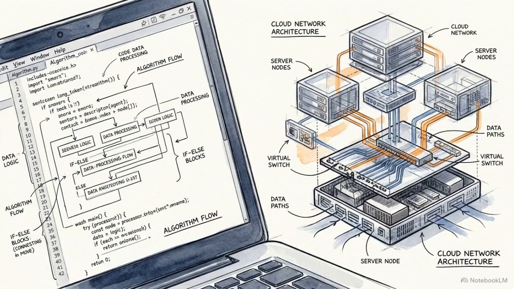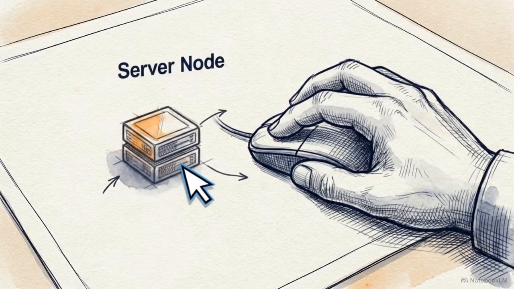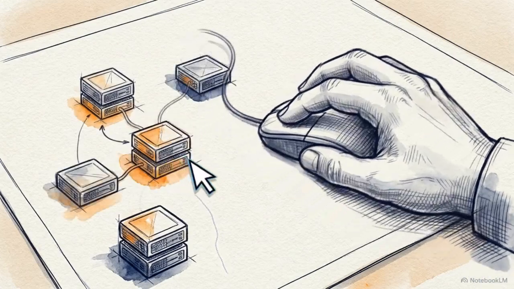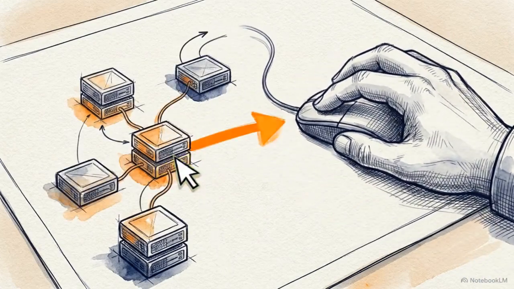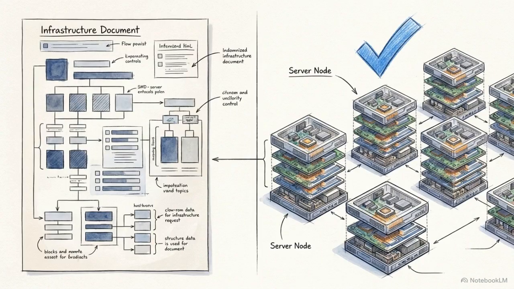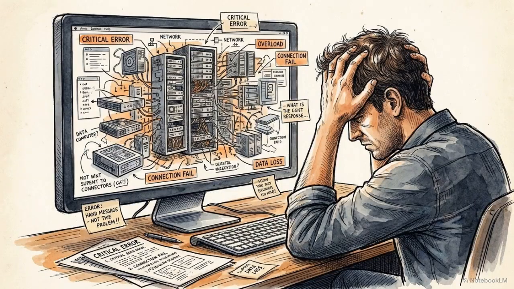If you prefer writing standard programming logic over YAML, the AWS Cloud Development Kit, or CDK, lets you define your cloud architecture using languages you already know, like Python, Java, or C#. Or if you want a visual approach, AWS Infrastructure Composer lets you drag and drop resources onto a canvas, automatically writing the underlying code for you. By turning complex cloud configurations into repeatable text files, you eliminate inconsistency and guarantee your deployments work exactly the same way every time.